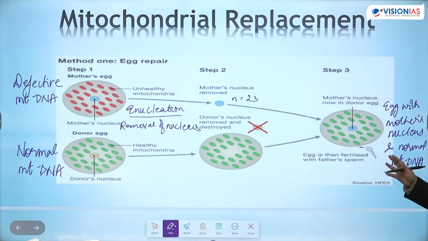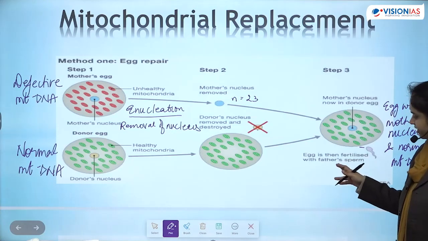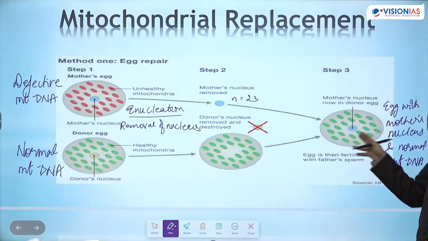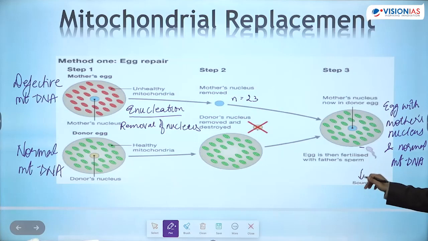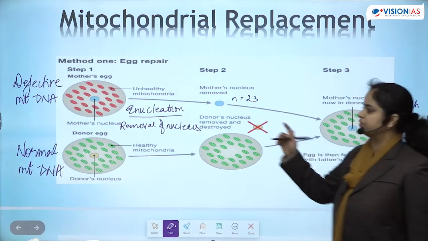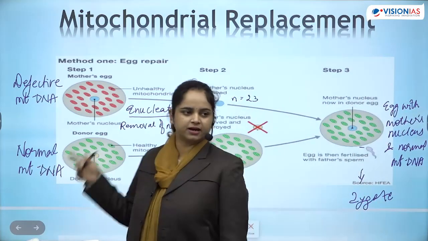After this egg is ready, the mitochondria have been replaced. After this, we can bring in a sperm. The sperm will come and fertilize the egg. You will get a zygote, और इससे फिर baby बनेगा. The baby will have the properties of the egg and the sperm, the original egg, जहाँ से nucleus आया.